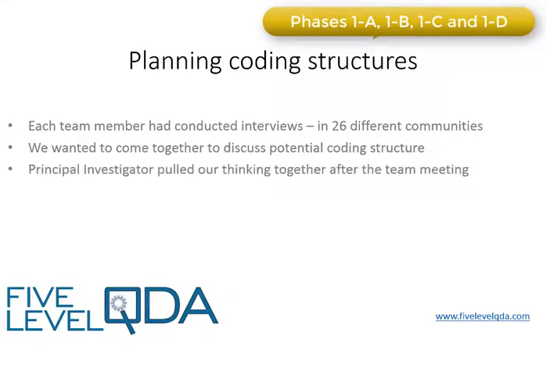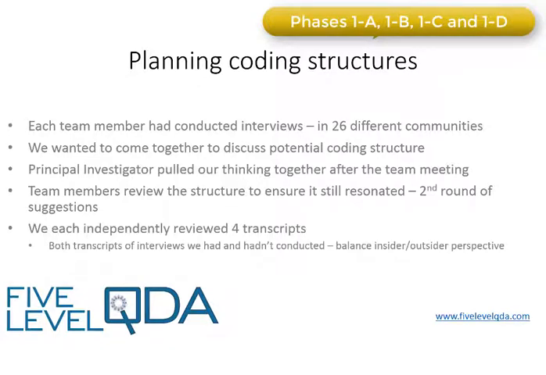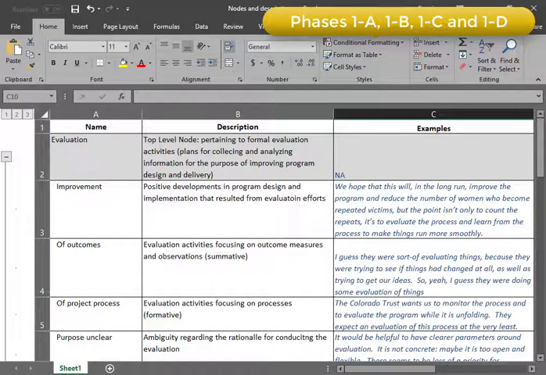The principal investigator helped pull this together after we met as a team, and then we reviewed it a second time after the meeting to make sure it still resonated and to provide another round of suggestions. We independently reviewed 4 transcripts, and I reviewed 2 transcripts from people I interviewed and 2 transcripts from people that I didn't interview to help balance that insider-outsider perspective. And then I was able to use this table to code and to provide final suggestions, and then that went back to the PI before our next meeting.